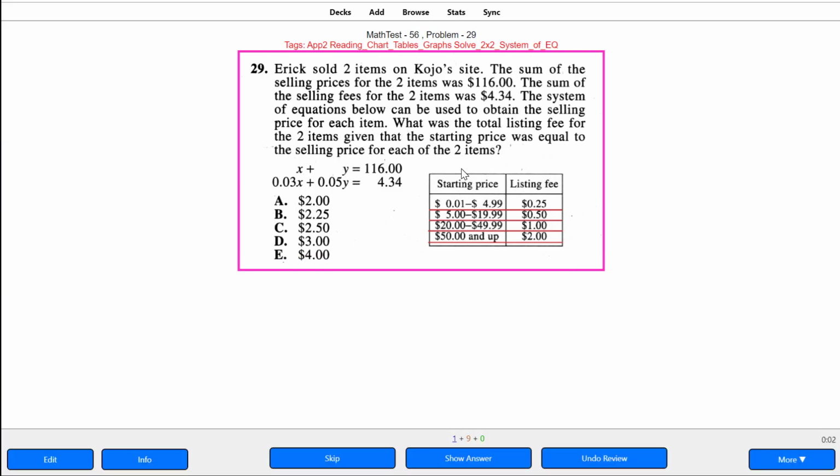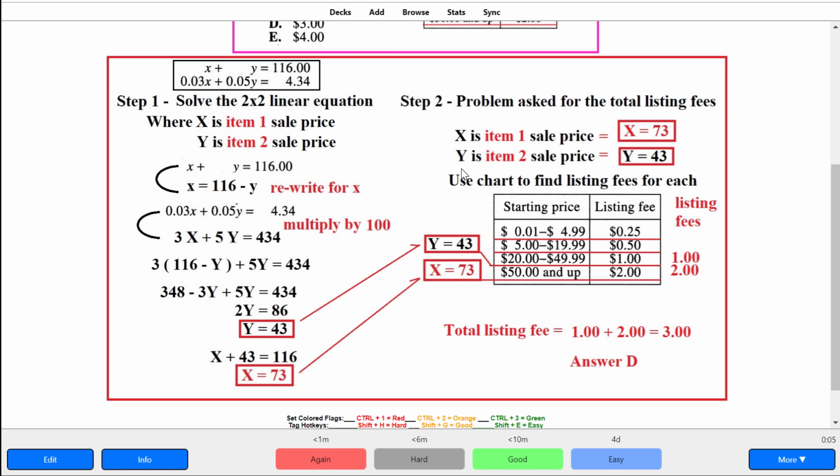Problem 29. It's complicated in their terminology. But if you just skip down to the bottom, it says x plus y is equal to 116, and then 0.03x plus 0.05y is equal to 4.34. That's a 2 by 2 linear equation. If we solve for x and y there, we come out with y is equal to 43 and x is equal to 73. That is x, and they also say the initial price is equal to the final price. So looking at that, we can determine our listing fees is $1 and $2.